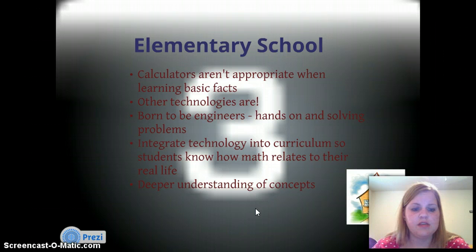It's important in elementary schools to integrate technology into your curriculum so students know how math relates to real life, and so we don't have high school students constantly asking, when am I going to use this in life? How does this relate to me? Because if we start them young, then they will know that it's important to know, and that they'll relate to it somehow. Technology should also be used to get a deeper understanding of concepts as well.